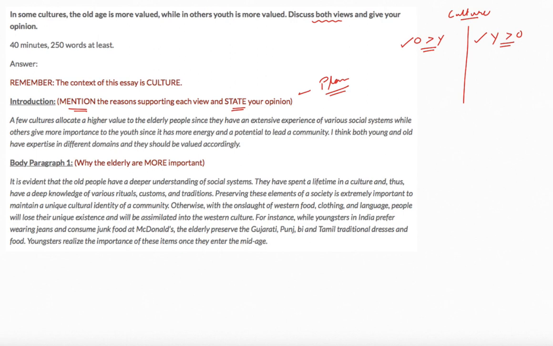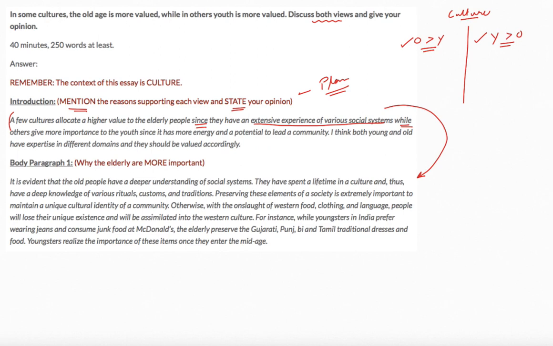So this is the first sentence: A few cultures allocate a higher value to elderly people since they have an extensive experience of various social systems. So here I have briefly mentioned the reason supporting view 1 that I am planning to explain in body paragraph 1. While others give more importance to youth since it has more energy and potential to lead a community.